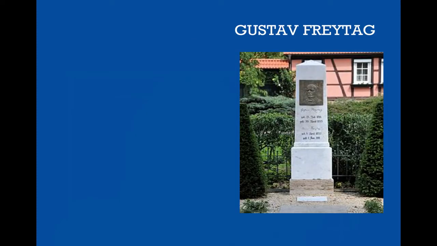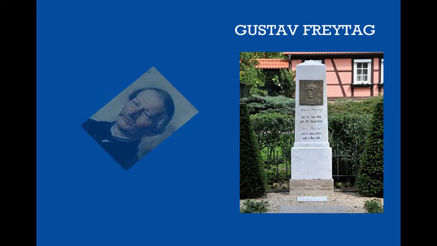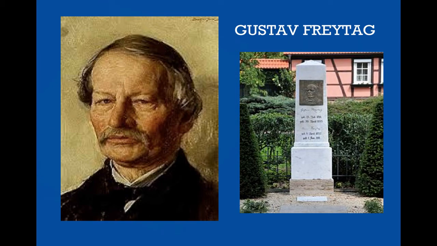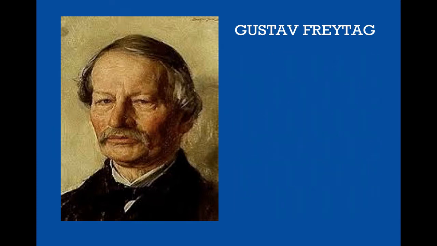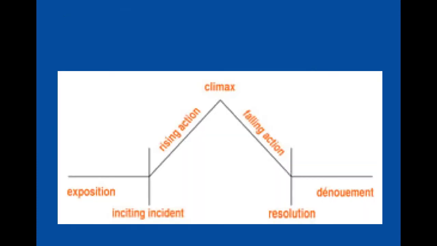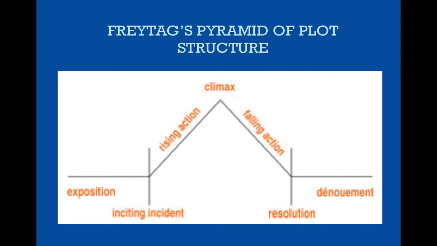Gustav Freytag was a 19th century German novelist. He was well after Shakespeare's time, and he saw patterns in the plots of stories and novels and created a diagram to show a visual representation of what a plot might look like. His traditional plot diagram looks something like this. You can see in what has come to be known as Freytag's pyramid the 5 main stages of a plot.